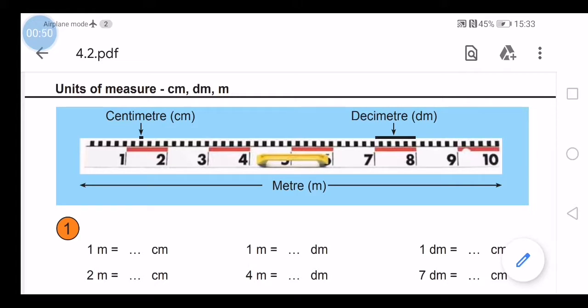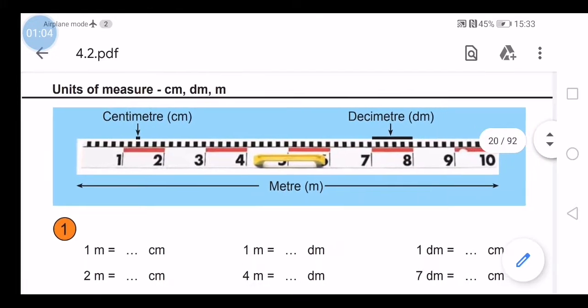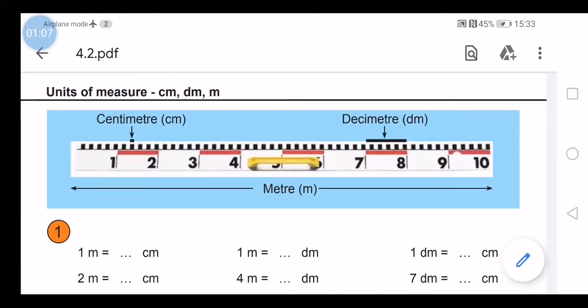So you can see in the diagram that the centimetres are marked white, black, white, black, white, black. And there are 10 centimetres between each of the black numbers, okay? So 0 isn't marked, but 0 will be the very edge of the metre stick. And there are 10 centimetres between 0 and 1, 10 centimetres between 1 and 2, etc. Okay? And that 10 centimetres between the two numbers is also called a decimetre.